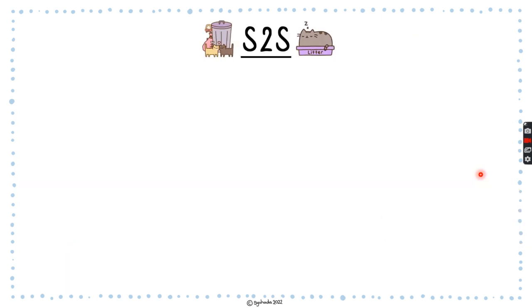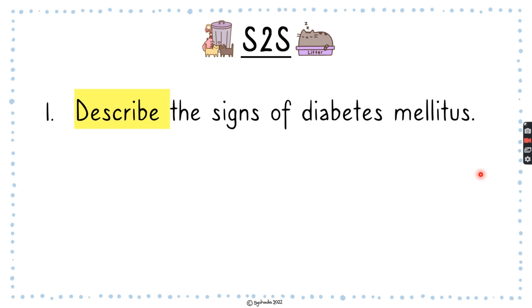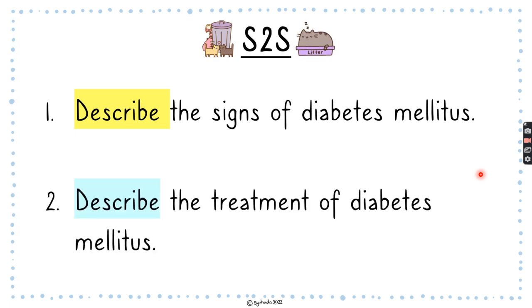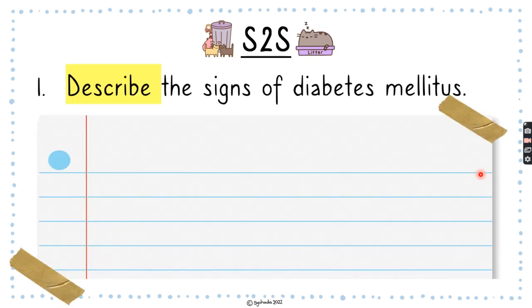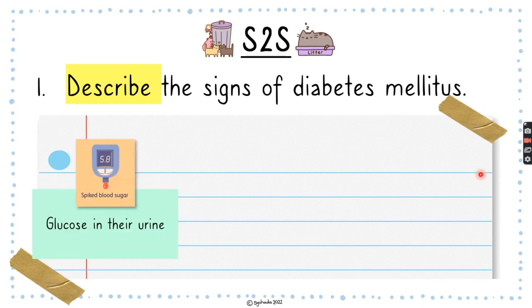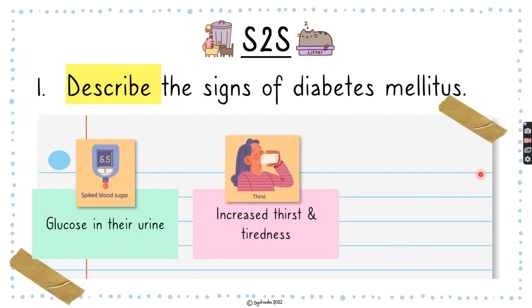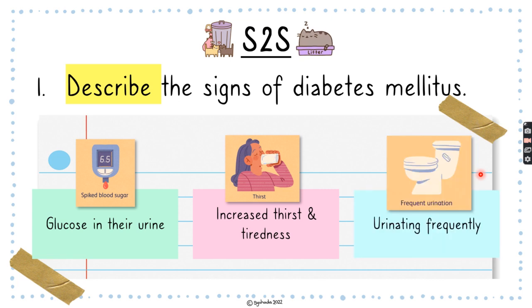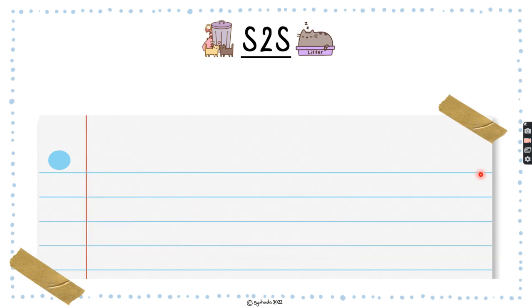And now we're done with coordination and response. So let's just do a recap of our steps to success. Firstly, describe the signs of diabetes mellitus, and secondly, describe the treatment of diabetes as well. So to describe the signs of diabetes, we talked about glucose found in their urine, high glucose in their blood or high blood glucose level. Second, increased thirst and tiredness. And thirdly, urinating frequently.